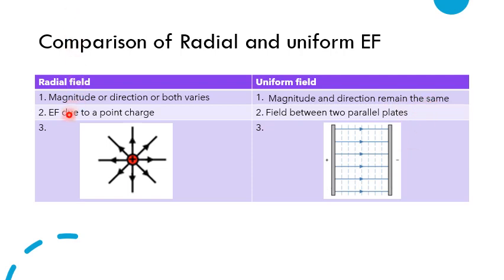Examples for radial electric fields are the electric field due to point charges, like the field produced by an electron, proton, etc. At the same time, the electric field between two parallel charged plates which are charged equal and opposite, according to this diagram, will be an example for a uniform electric field, and here you can see an example for radial field pattern also.